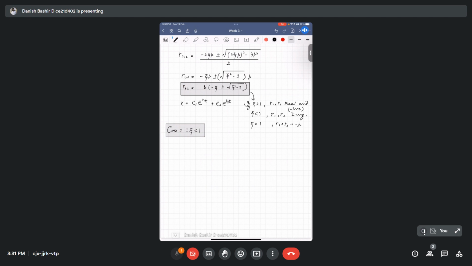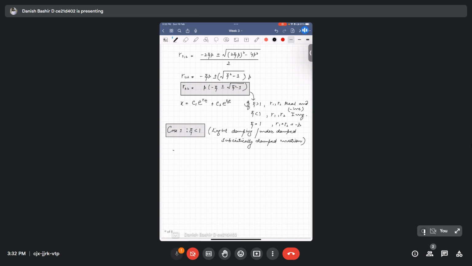When the damping ratio is less than 1, we call this type of damped motion light damping, or we also call it underdamped or subcritically damped motion.